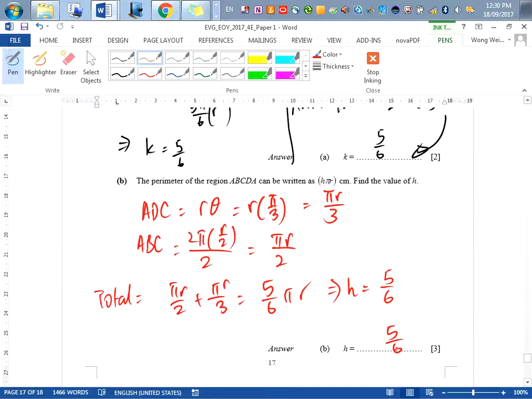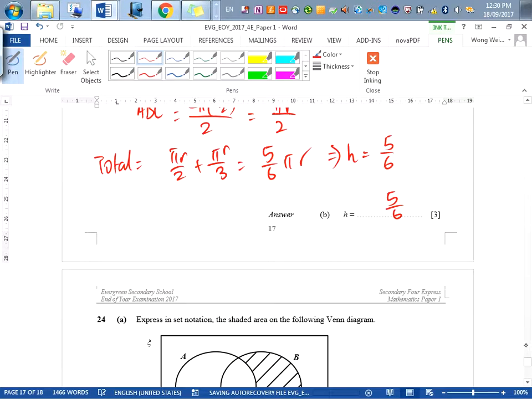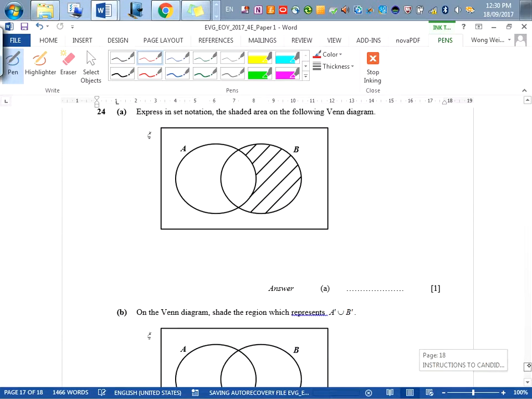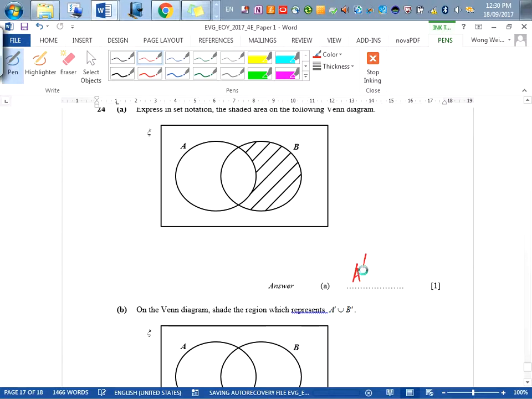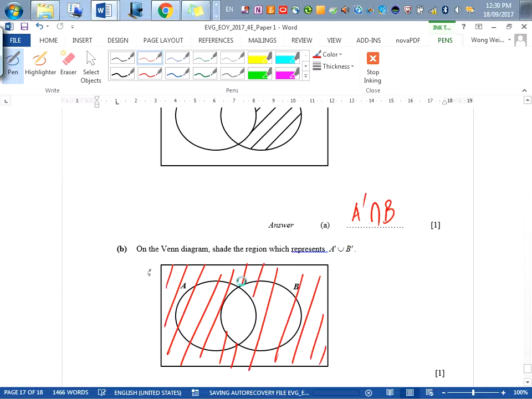Then we have just question 24. Very quickly, let me just take less than 1 minute if the computer stops lagging. Okay, this over here is A complement intersect B. Okay, these are the last two answers.